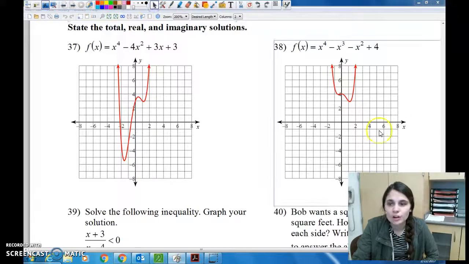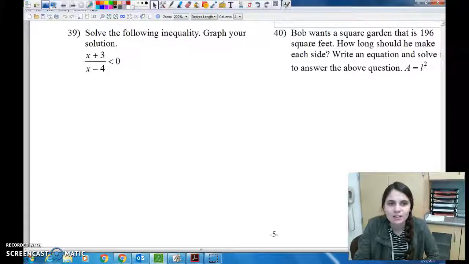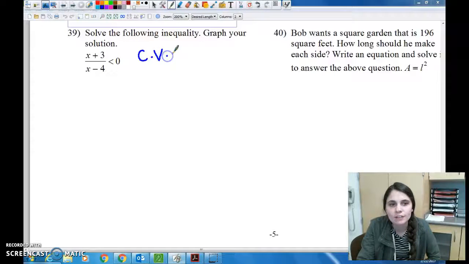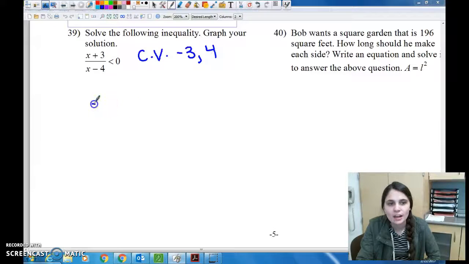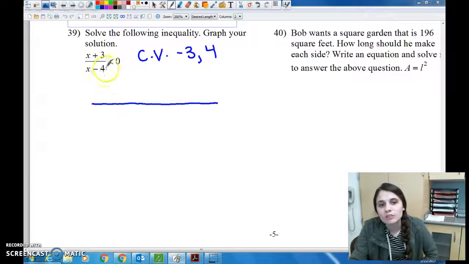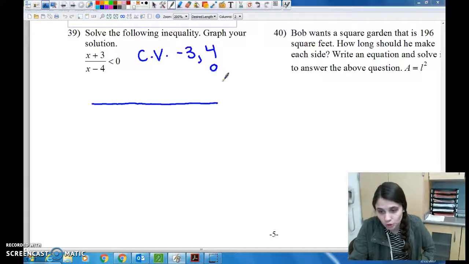39 was from our Unit 6, where it was actually the yellow homework assignment, where we're solving inequalities. If I look at this right here, the first thing I have to do is find critical values, which I find by setting the top equal to 0 and setting the bottom equal to 0 and solving. So the critical values for this one are -3 and 4. And I then need to graph that on a number line. Any critical value that comes from the denominator will always be graphed with an open circle, because I can't divide by 0, so I can't have it be included.